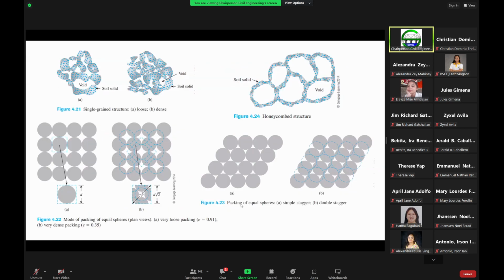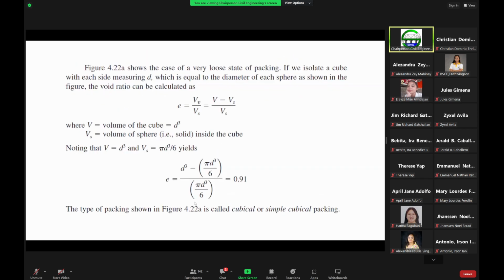So this packing here is what you call a cubical or a simple cubical packing. This is called a cubical or a simple cubical packing.